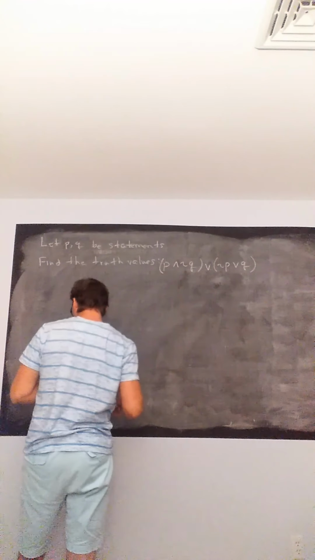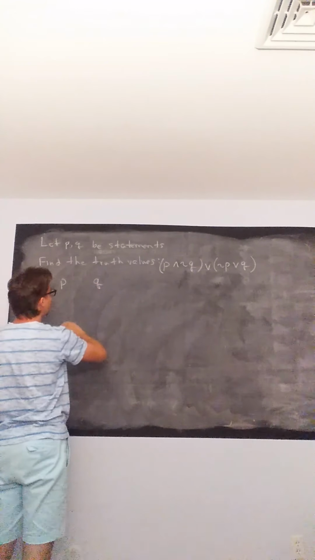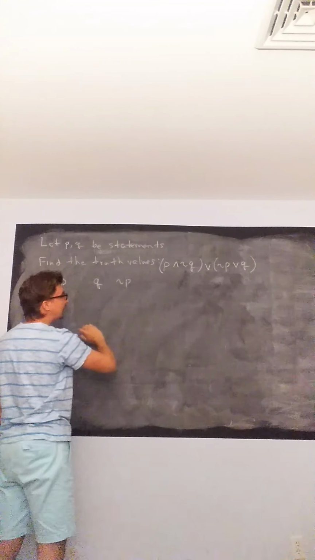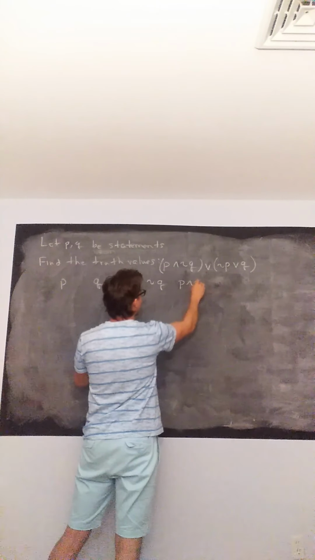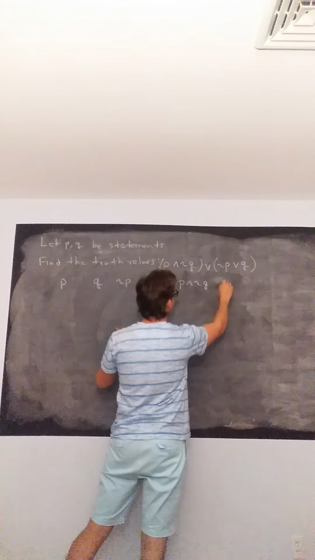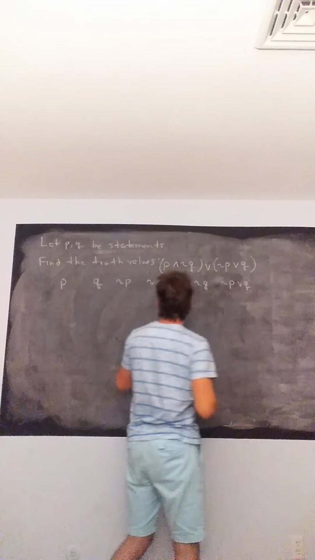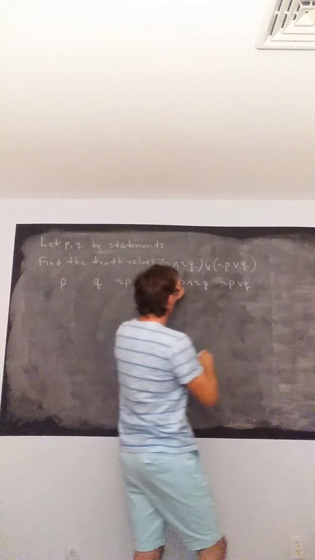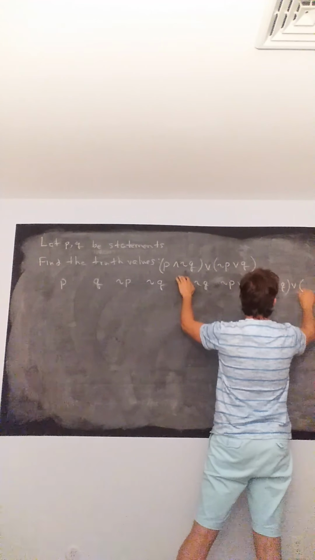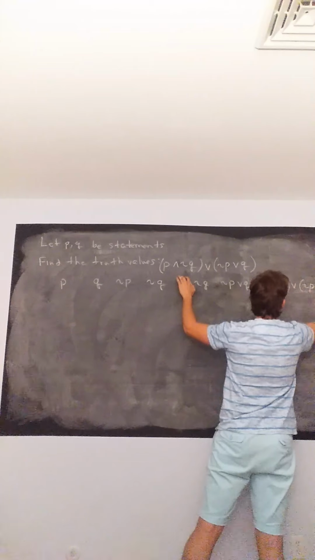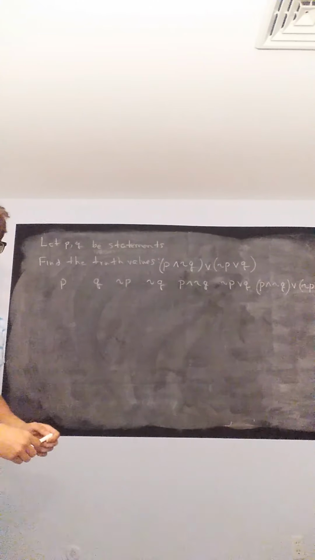So we need to set up the truth table. Of course, we'll start off with a P column, a Q column, a not P column, a not Q column. We're going to need a P and not Q column. We're going to need a not P or Q column. And then of course the last column is the whole statement. So that's P and not Q, or not P or Q. So those would be all of your headings, of course.